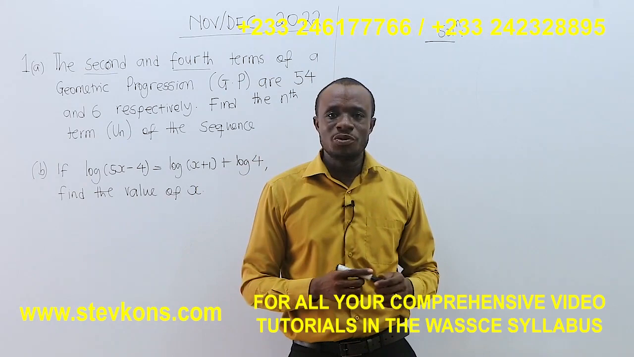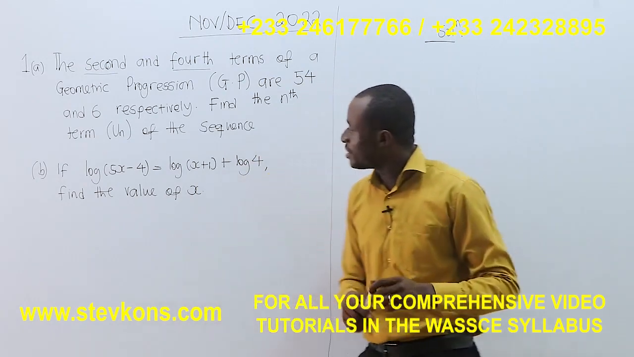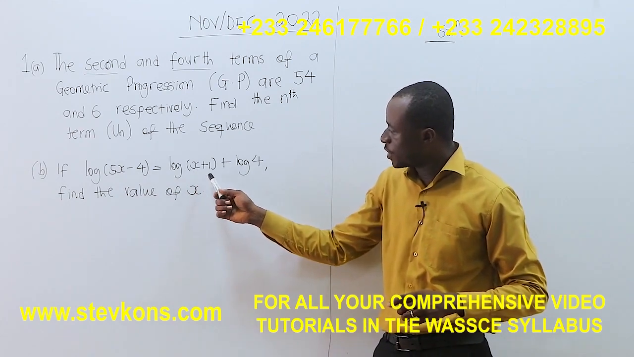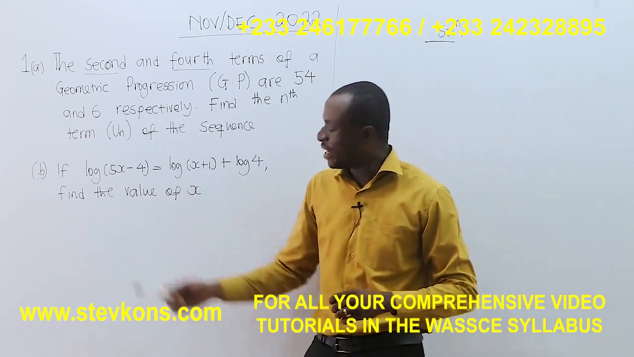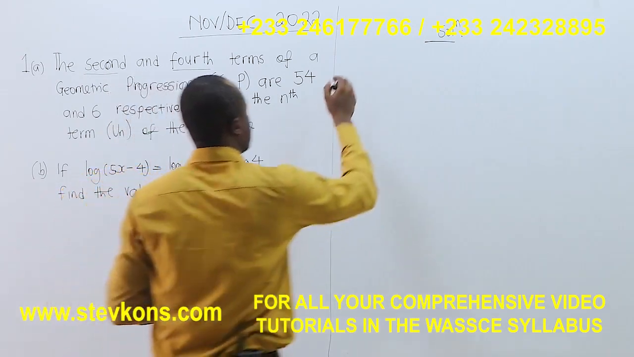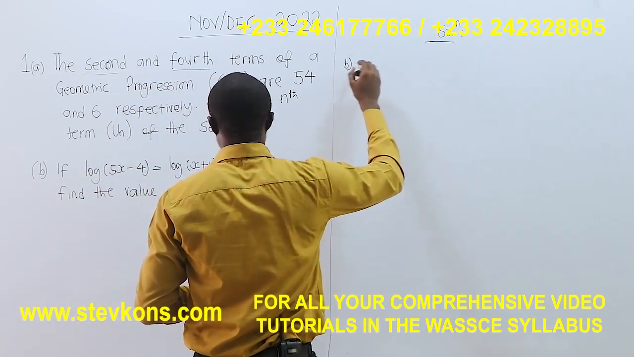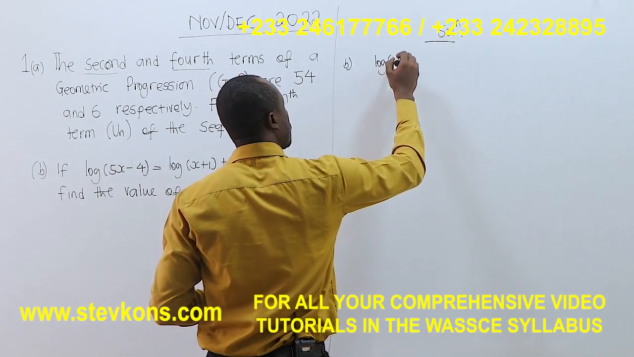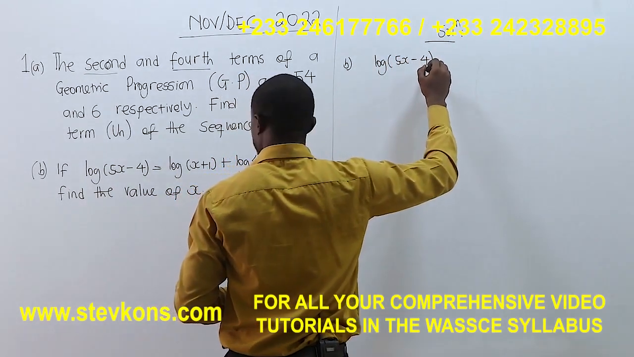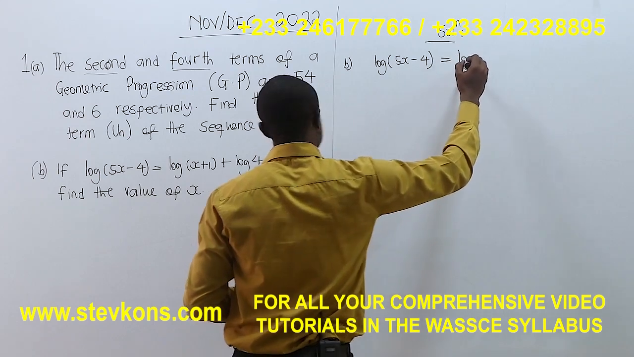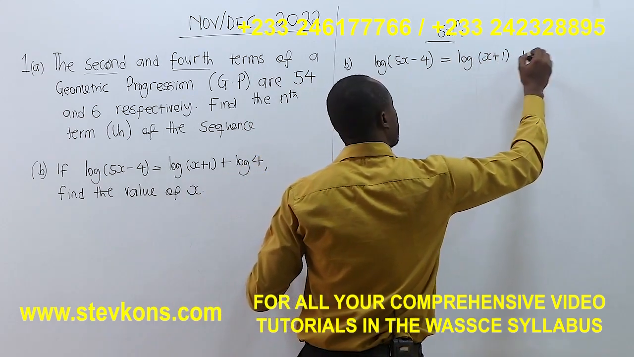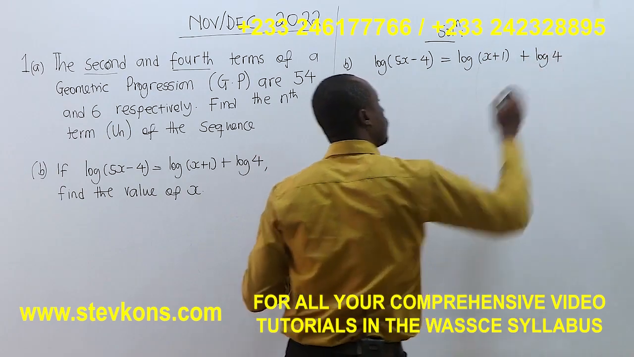NovDec 2022, question number 1B, says that if log(5x minus 4) is equal to log(x plus 1) plus log 4, find the value of x. So the B part, 1B, we have the question log(5x minus 4) equal to log(x plus 1) plus log 4.